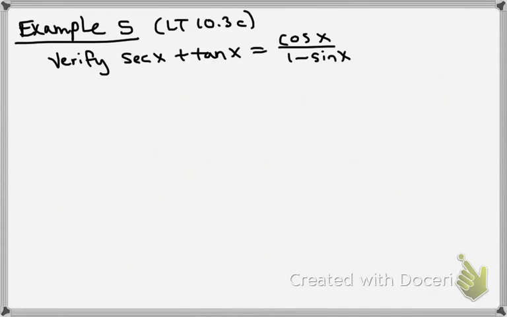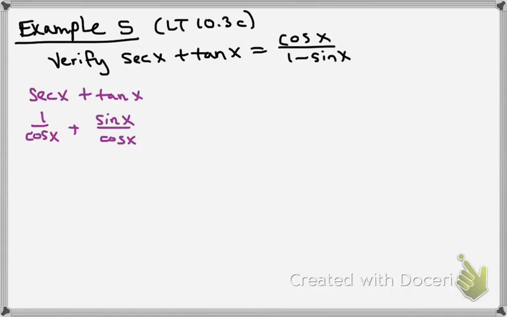But again, know that you can work with the right side if you feel that that is the more complicated side. So I'm going to just rewrite that left side, so the secant of x plus the tangent of x. And like I mentioned earlier, I'm going to go ahead and switch those into sines and cosines. So the secant I know is 1 over the cosine of x, plus the tangent is the sine of x over the cosine of x. So now they do have common denominators, so I'm going to go ahead and add those together.